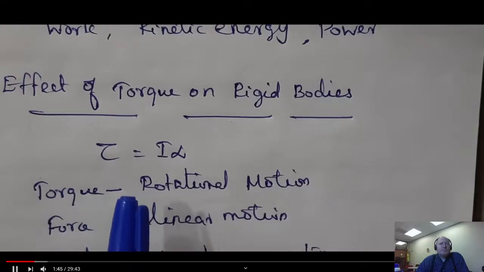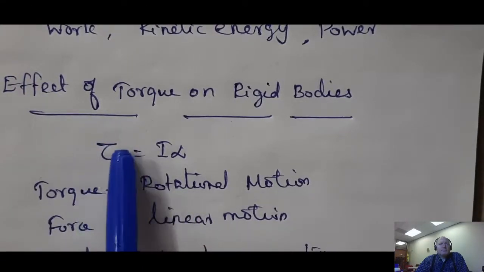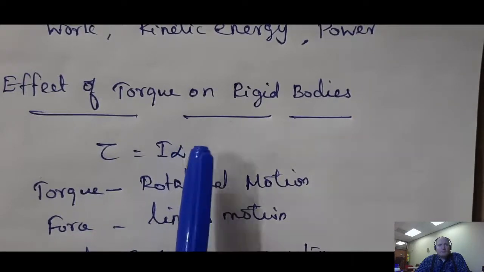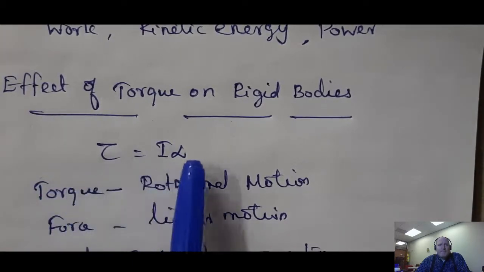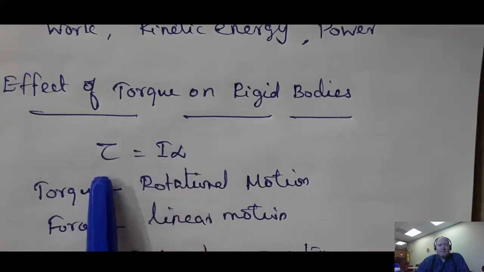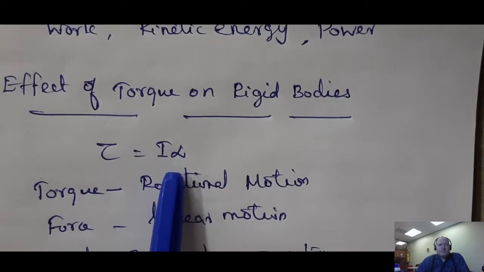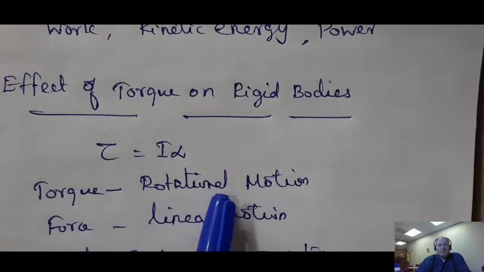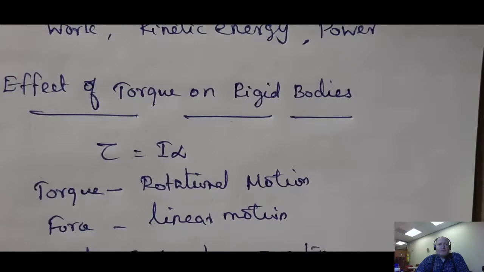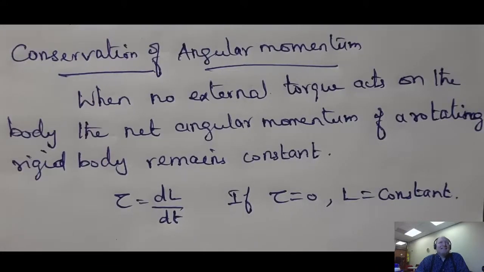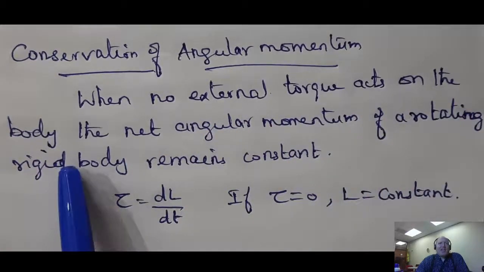That is, a rigid body which has non-zero external torque would have the angular acceleration, where alpha is angular acceleration, I is moment of inertia, and tau is the torque. If there is no external torque, that body produces the angular acceleration. So the relation can be written as tau is equal to I alpha. Actually, the torque in rotational motion is equivalent to the force in linear motion. In the same concept, I explained one more important point, that is conservation of angular momentum. Conservation of angular momentum. Do you remember? When no external torque acts on the body, the net angular momentum.